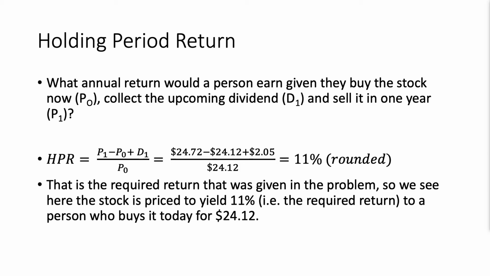Someone who buys the stock for $24.12 at the beginning of the year, collects the $2.05 in the coming year, D1, and sells it at the end of the year for $24.72, P1, indeed gets an 11% return.